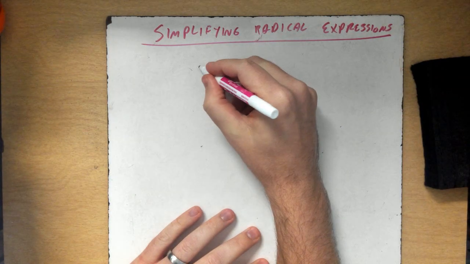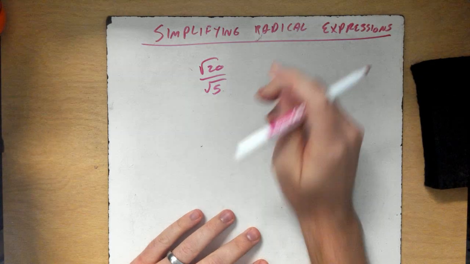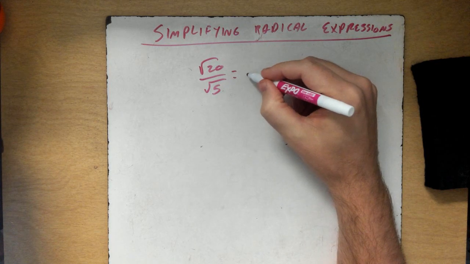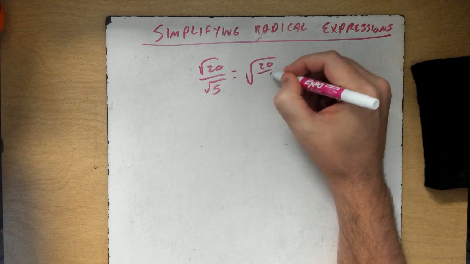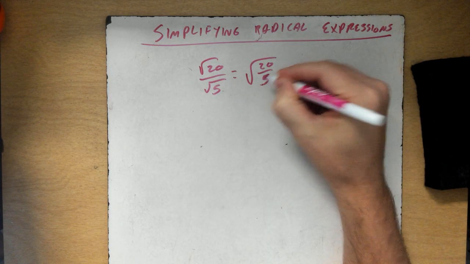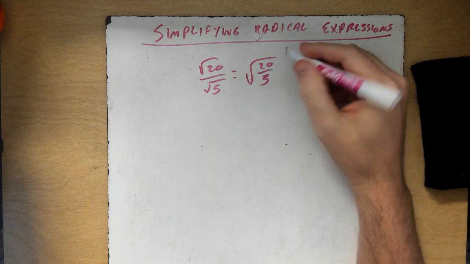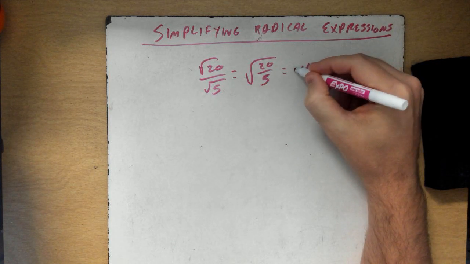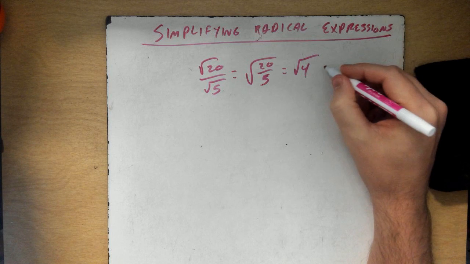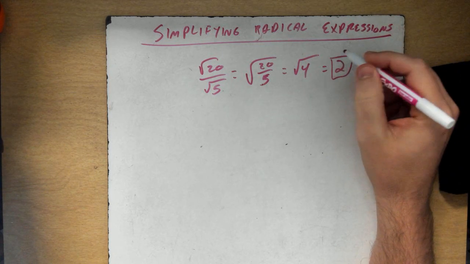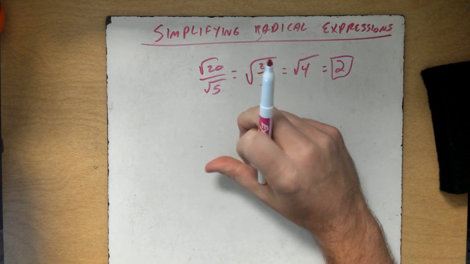Now look, we did the square root of 20 over the square root of 5, okay? Now, same thing here. I'm going to combine them under one giant square root symbol, okay? Then I'm going to go ahead and divide, because I can do 20 divided by 5. I can do that, and that's going to give me 4. Now this one's simple. The square root of 4, we all know that. It's 2. Okay? So that's a simple one right there, okay?